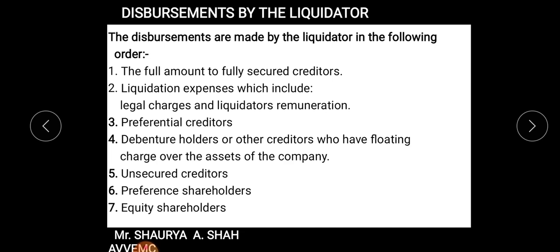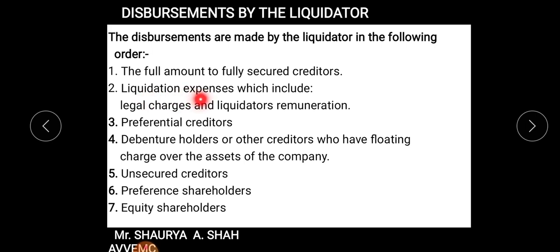Fine. Now the disbursements, as you can see students, are made by the liquidator in the following order. Now when you do this chapter particularly, you need to follow the order, right? This order is first, as you all know, fully secured creditors, right? Now you all are aware of the chapter, so it will be a quick revision for you people. First you pay, students, the fully secured creditors, right? Fully secured creditors, what they are we'll see.